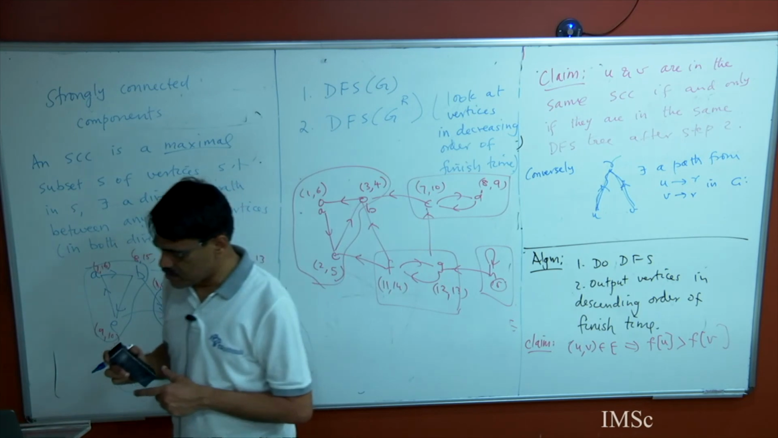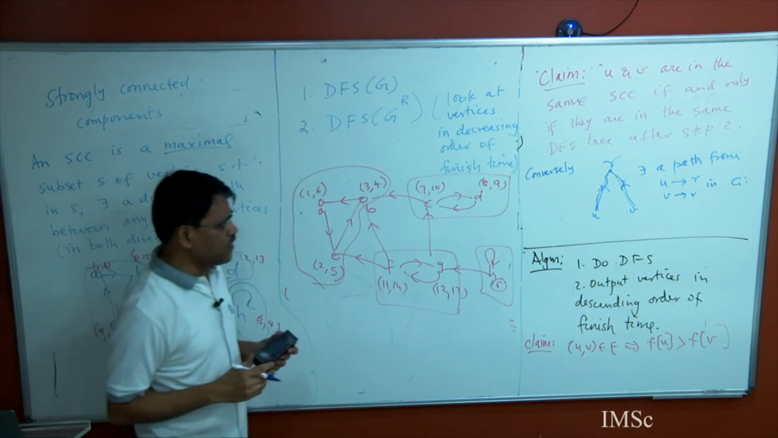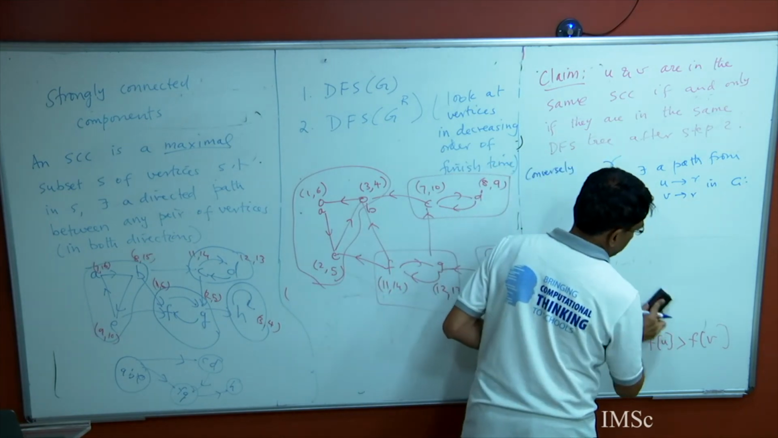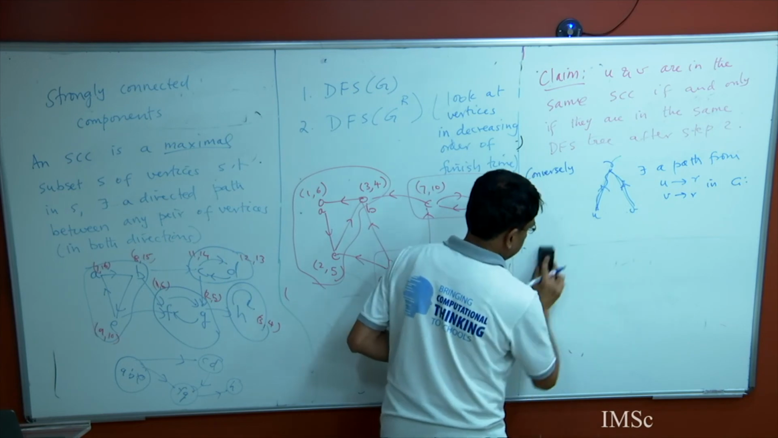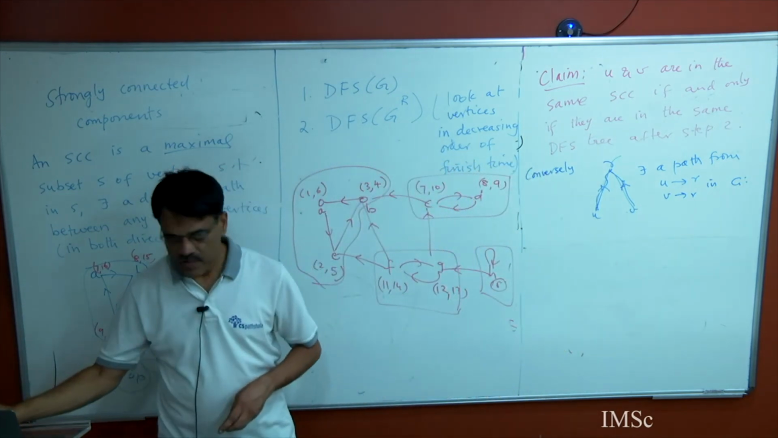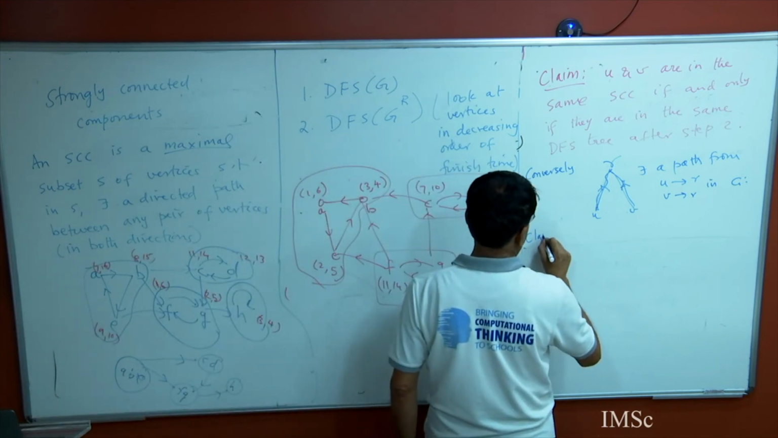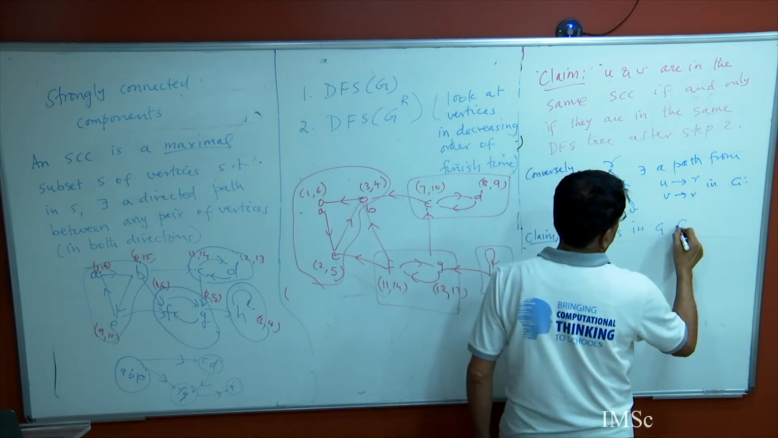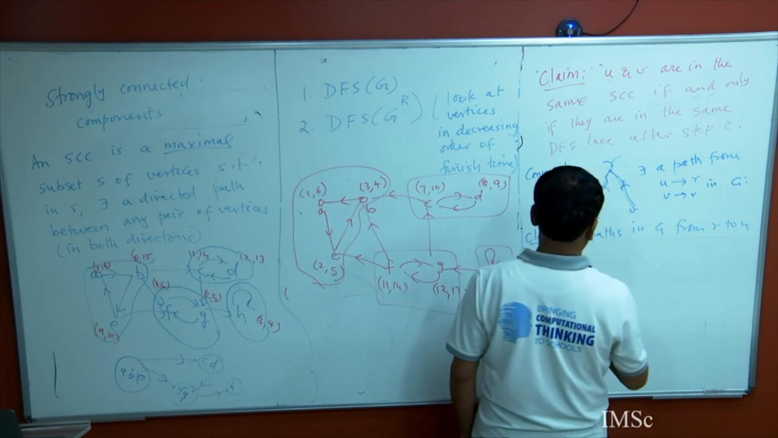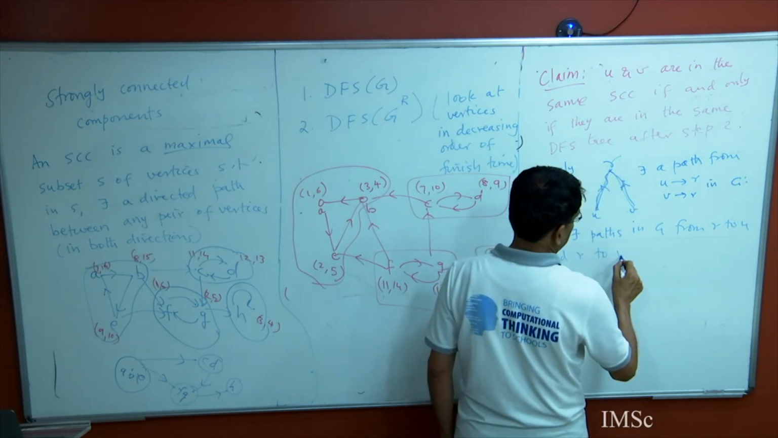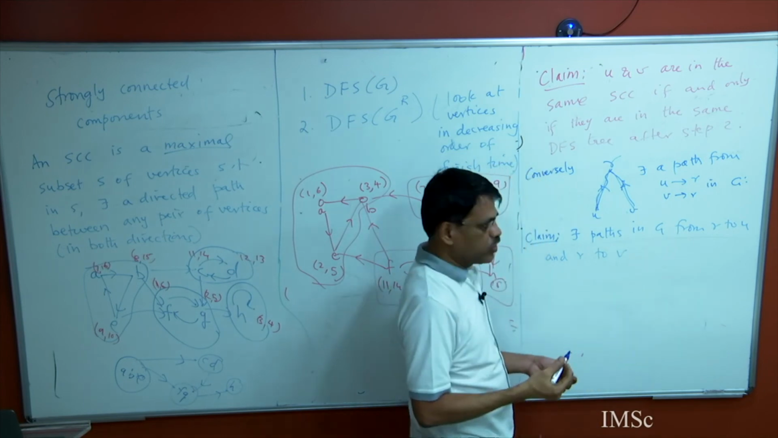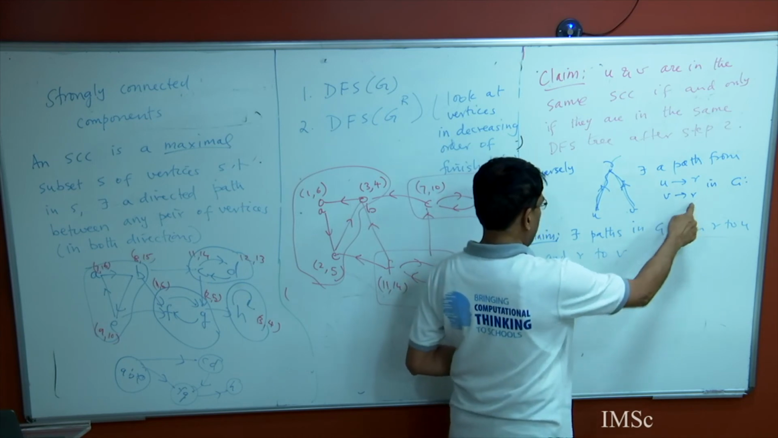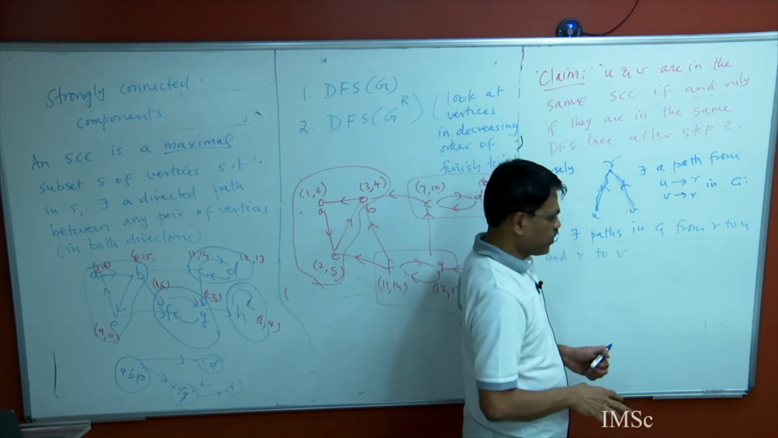I think I'm jumping ahead. Now what we want to show is that there are paths from R to U and R to V as well. Then we will be done. The claim is there exist paths in G from R to U and R to V. Now combine these two, you will get a path from U to V and V to U. Because you can go U to R and then R to V to get a UV path, V to R and R to U to get a VU path. Okay, so I want to claim this.